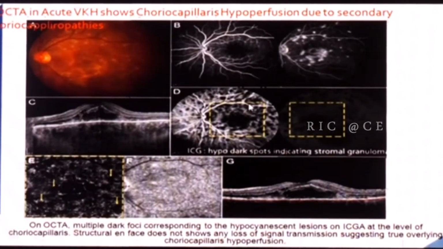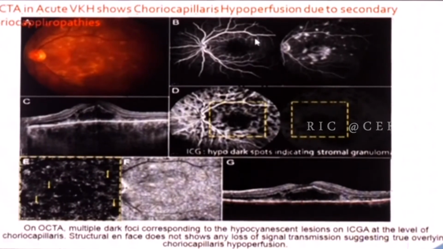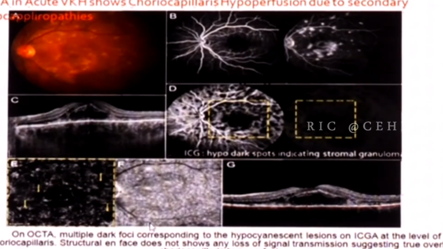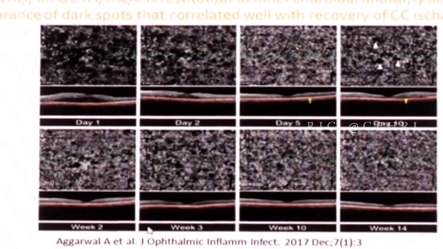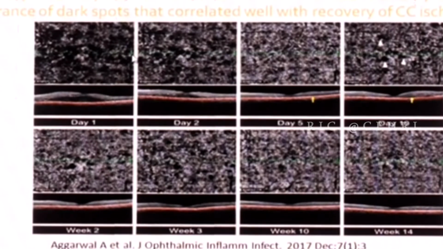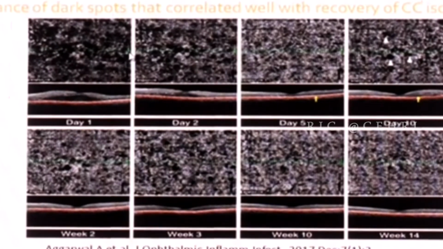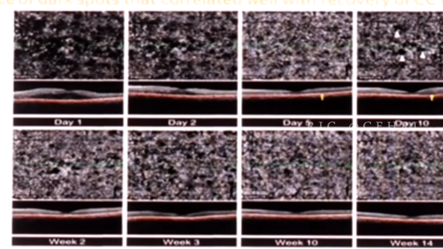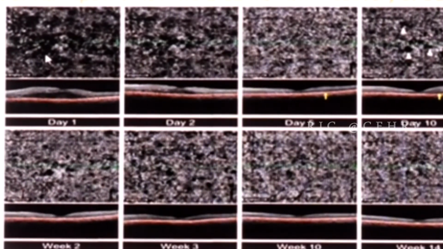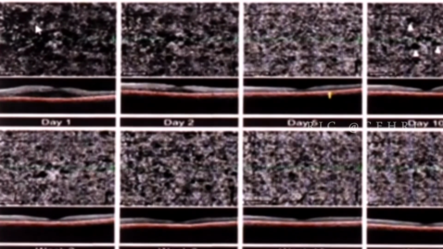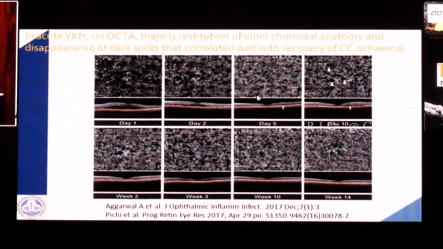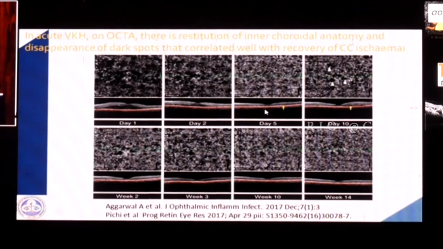You want to give them steroids, get rid of these granulomas, and you would see that on OCT, they will disappear, on OCT angio as well. Now, I would show you an example of a case of VKH on OCT angio. This is day one, when you see a lot of these hypospots, which are indicative of underlying stromal granulomas. You give IV methylpred, and by day 5, the vision is back.